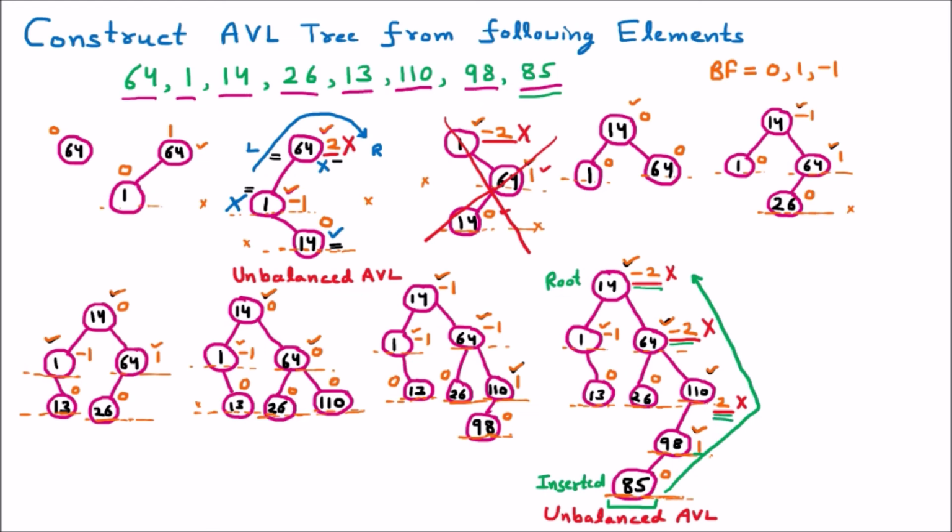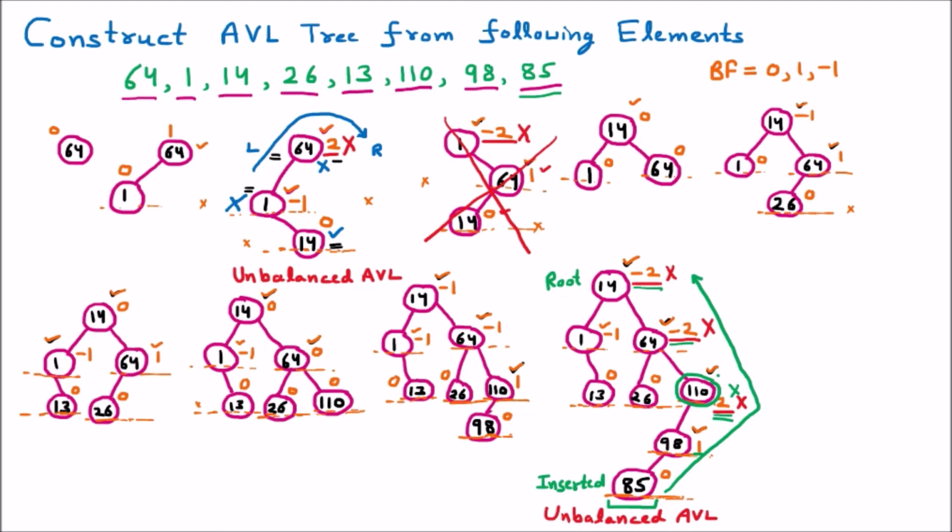It is not following the criteria, so this is the corrupted node which is creating the whole problem. This is the first unbalanced node here. So from the inserted node toward the root, we go back and check which one is the first node not following the balancing factor criteria, and we find that node 110 is the problematic node here.